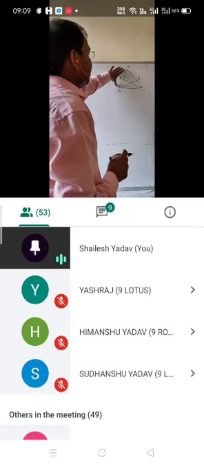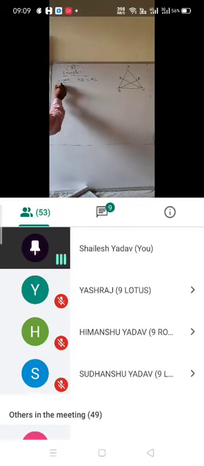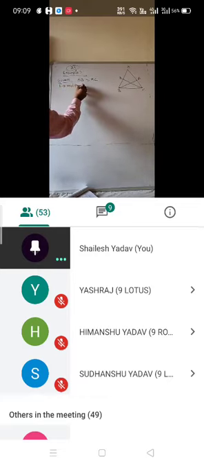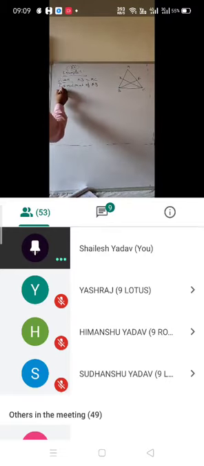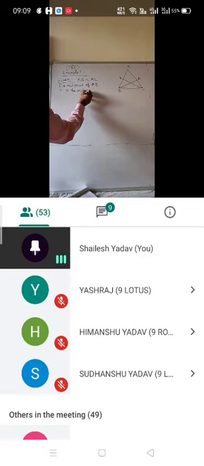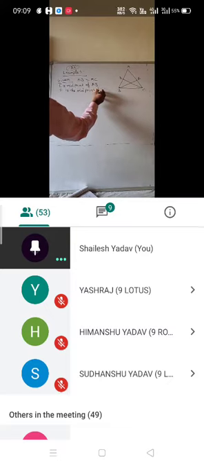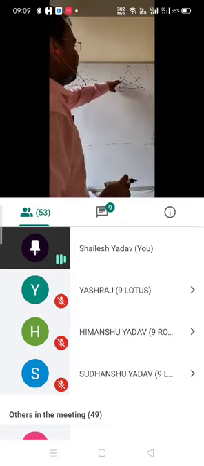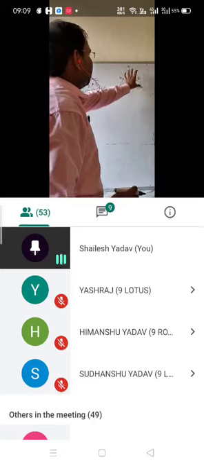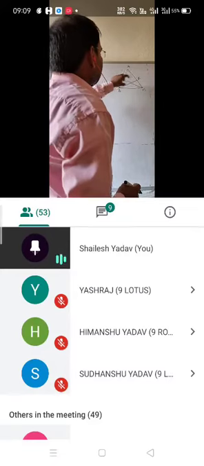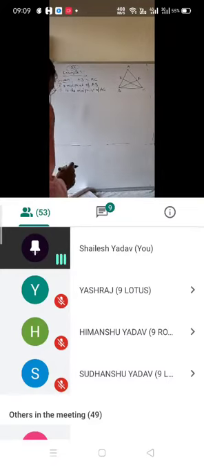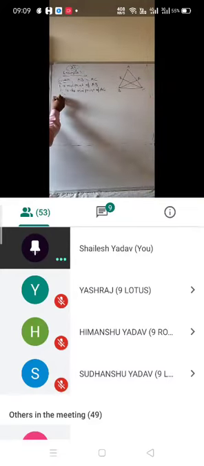If E is the midpoint of AB, here it is given that E is the midpoint of AB and F is the midpoint of AC. That is given here. So students, if AB equal to AC and E and F are the midpoints, now what do you need to prove in this question?